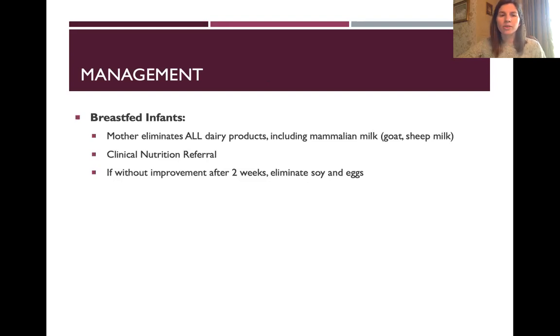Typically, both with breastfed and formula-fed infants, there should be gross resolution of the blood in the stool within 72 hours. It's pretty quick, but generally it can take up to several weeks, and sometimes an occult blood can even persist longer.